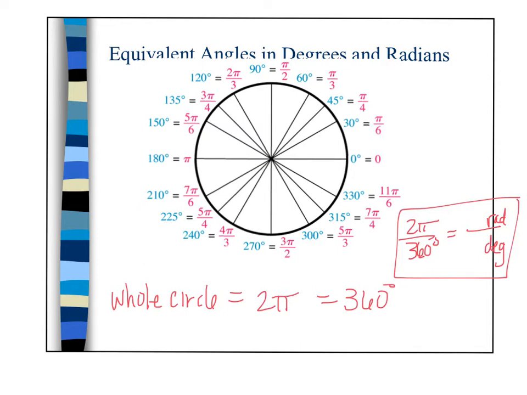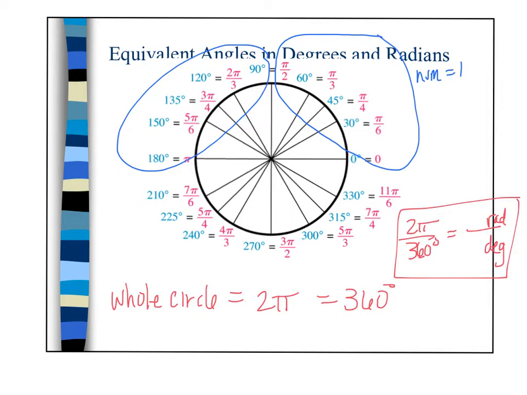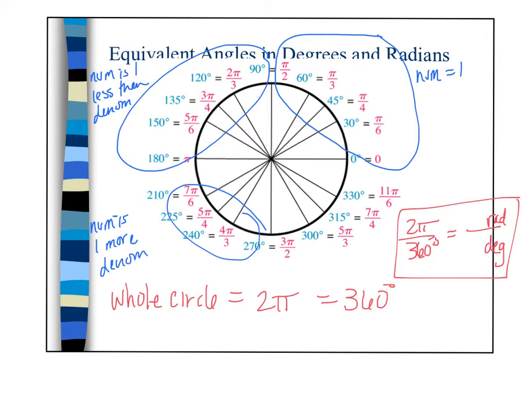We see that for every angle that we have in quadrant 1, the numerator is equal to 1. If we look over here in quadrant 2, all of these angles, the numerator is 1 unit less than our denominator. If we come over here in quadrant 3, the numerator is 1 unit more than our denominator. And then if we come over here in quadrant 4, you might be trying to figure out the pattern there.